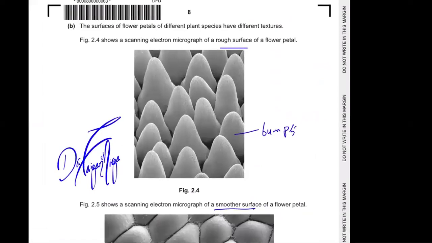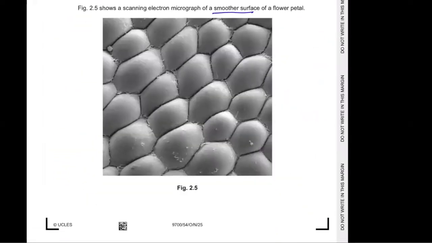Surface of petals of different plants have different textures. This shows the electromicrograph of a rough surface of a flower petal. So this is a rough texture. These are the bumps there. And this is a smoother surface of the flower petal where the bumps are not there.